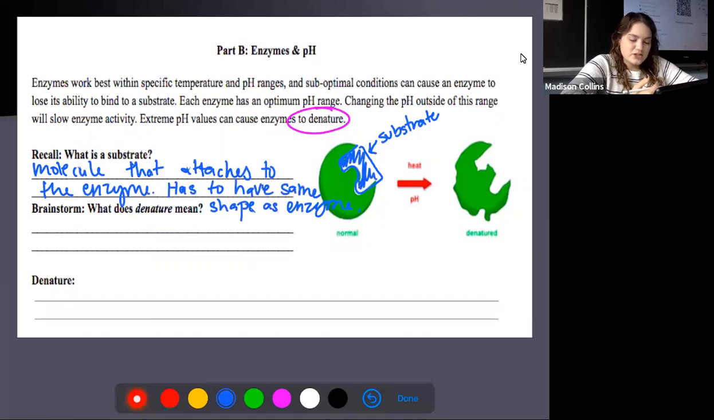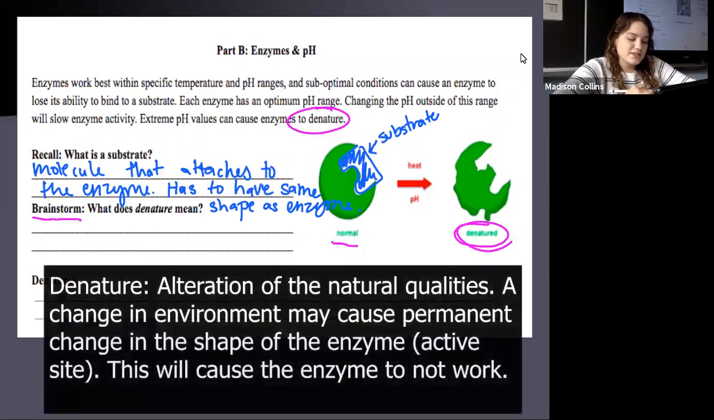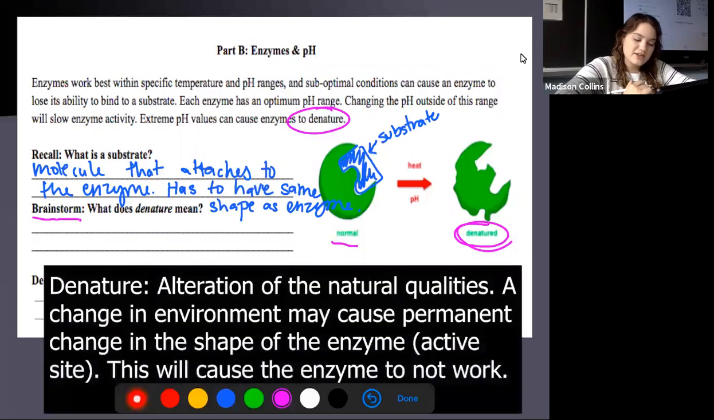Now, what does denature mean? So I want you to brainstorm before I actually give you the answer. And I want you to brainstorm by looking at this picture. So this is what happens when an enzyme denatures. So look at how the enzyme is normally and look at what happens when it's denatured. And think about, what do you think that means? So based on what this picture shows you, what does the word denature mean? Okay, so the word denature is an alteration of the natural qualities of that enzyme.